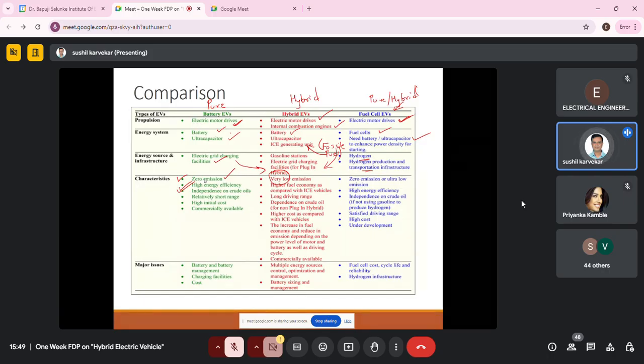Next, the initial cost is higher because the cost of the battery is there. At the same time, battery maintenance is also there. So that is coming into battery management and battery-related issues. Next, charging facilities have to be there. We need charging stations. We need the infrastructure to handle the batteries.